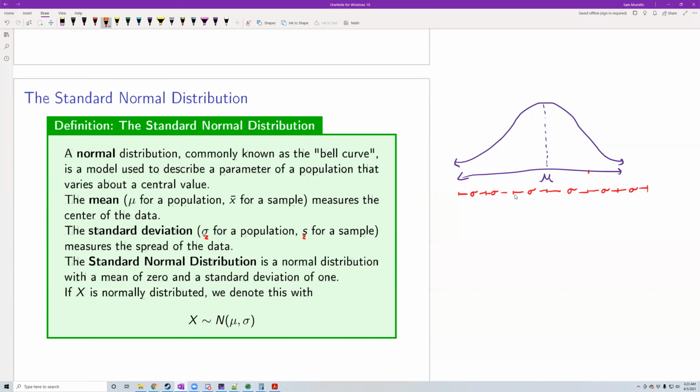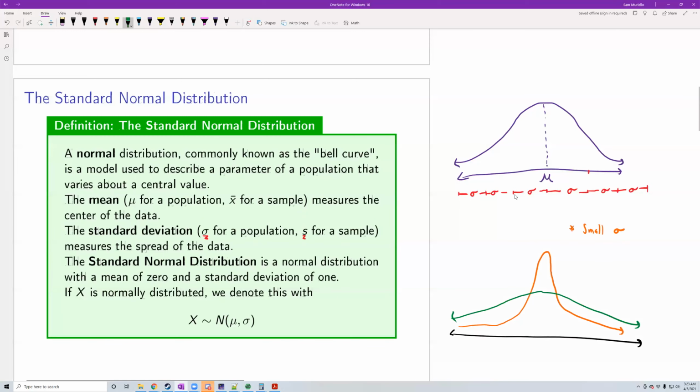For example, let's go ahead and draw on the same graph 2 bell curves with the same mean, but different standard deviations. In this case, the first graph that I drew has a small standard deviation, and the second one has a large standard deviation. We can see in this instance that both graphs are centered around the same point.